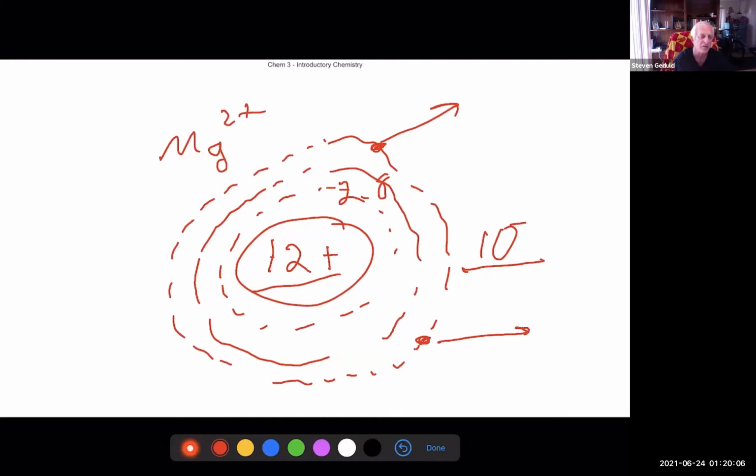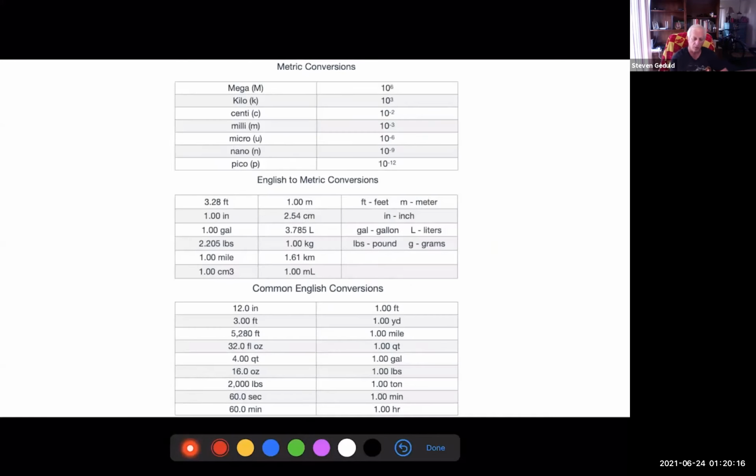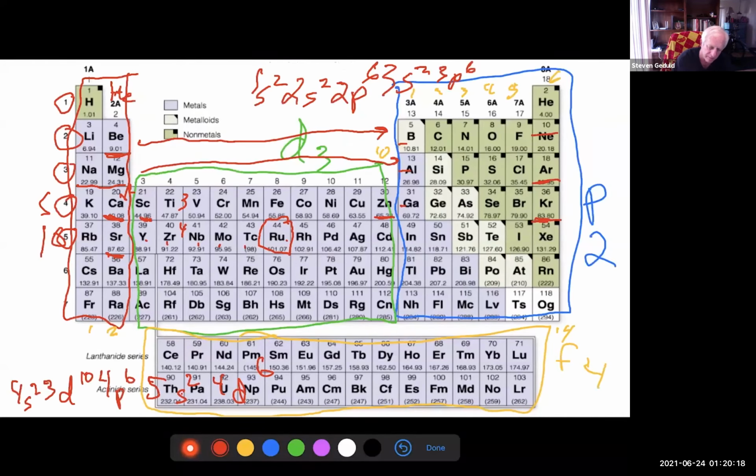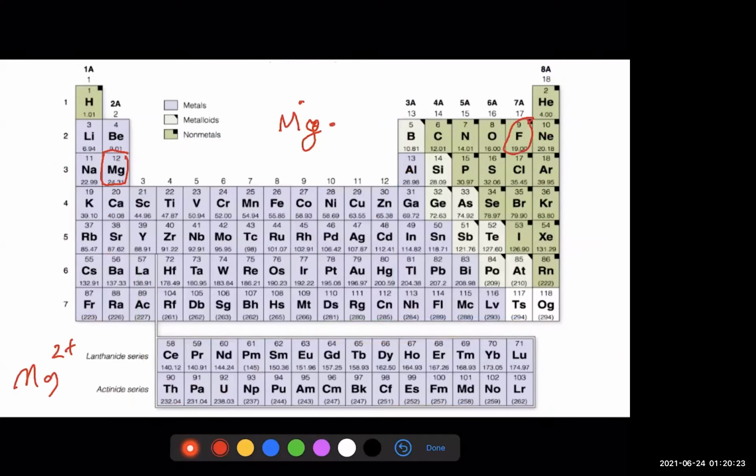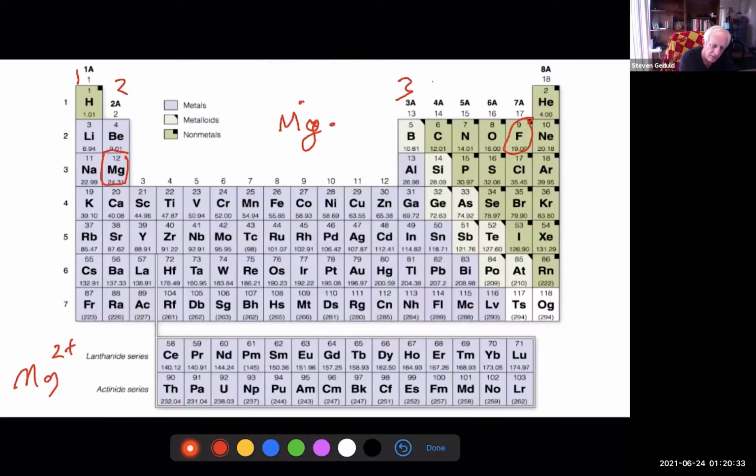So your valence electrons are the outer electrons. You're either going to lose electrons from the outer shell or gain electrons in that outer shell. Like fluorine, which is right here on the periodic table. Fluorine has 7 valence electrons, right? Because our periodic table has 1, 2, 3, 4, 5, 6, 7, 8 valence electrons. Those are your outer electrons.